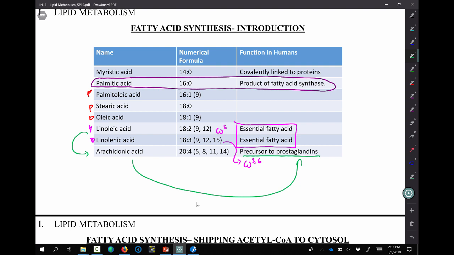All right. So that's a crash course in the types of fatty acids that you would find in our body. We're going to look at the production of palmitic acid, and everything else can happen too. And it's super awesome. We won't get to talk about anything else.